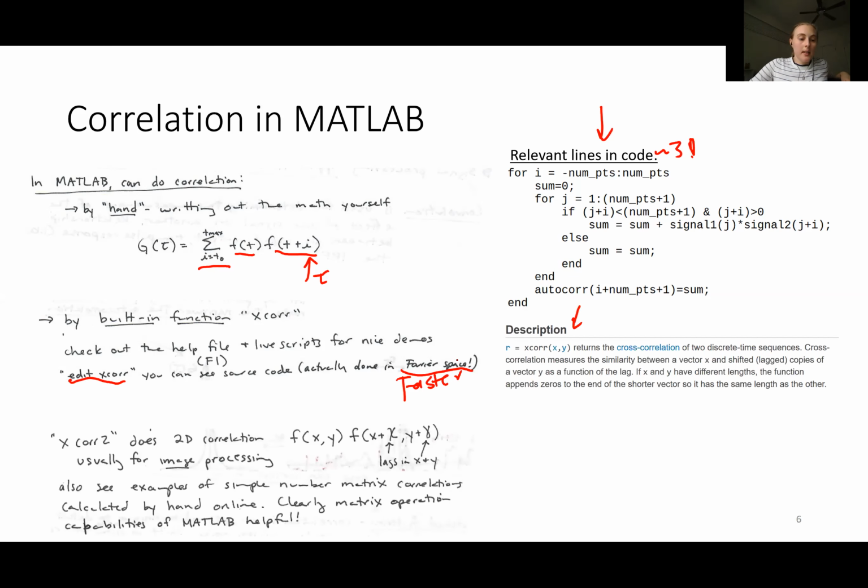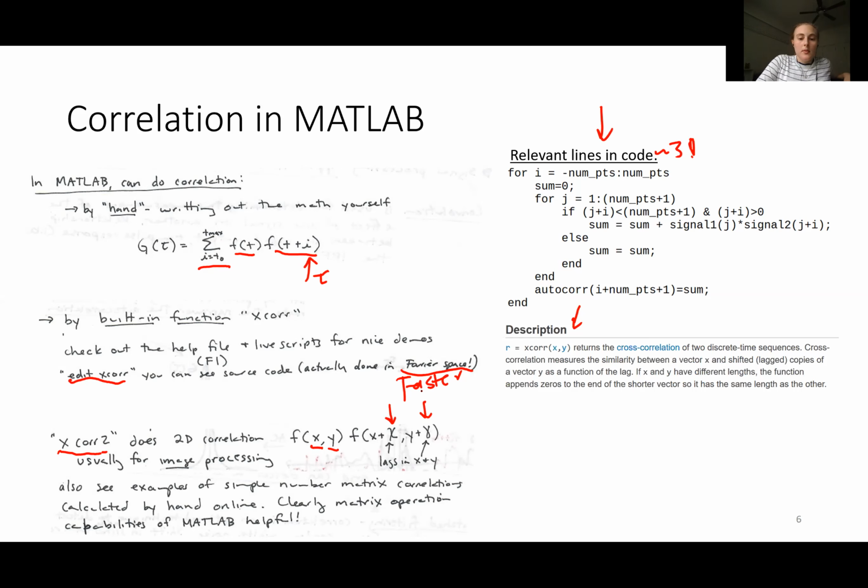MATLAB also has xcorr2. So this is doing 2D correlation. If you have a signal that has both X and Y coordinates, you can have tau values in the X and the Y, so you can have different lags. And this is more typically used for image processing applications.